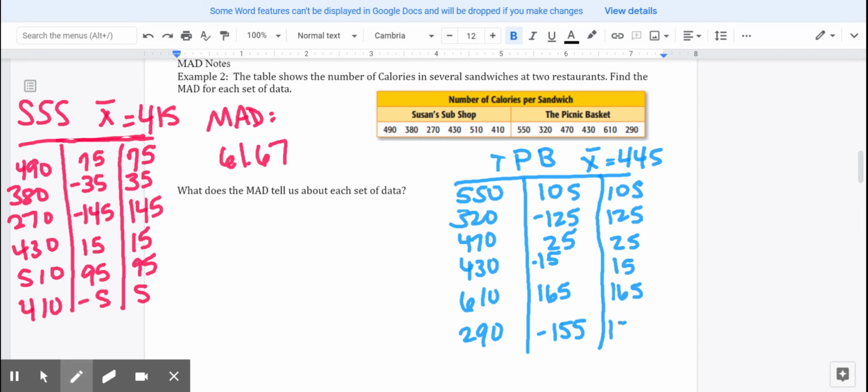65, and then 55. And then I want to calculate the MAD, meaning I need to take this last column, put it into my calculator, and find the mean of that last column. So press pause, take some time to put that in. You should have gotten your MAD to be 98.33.